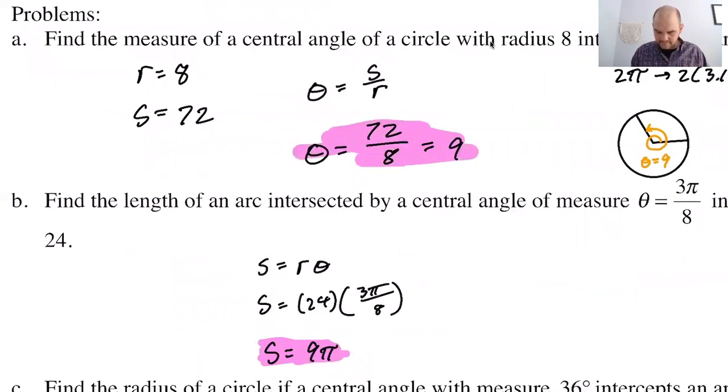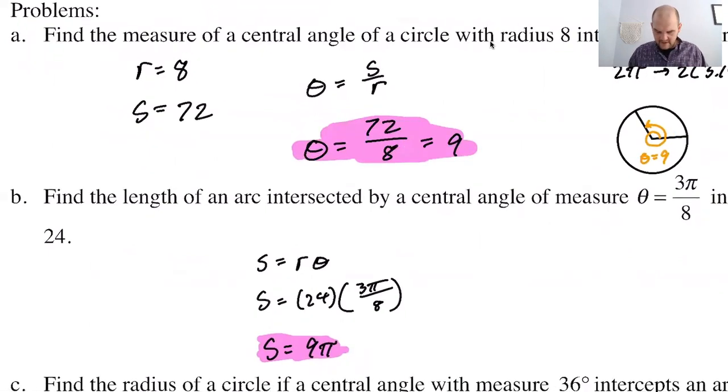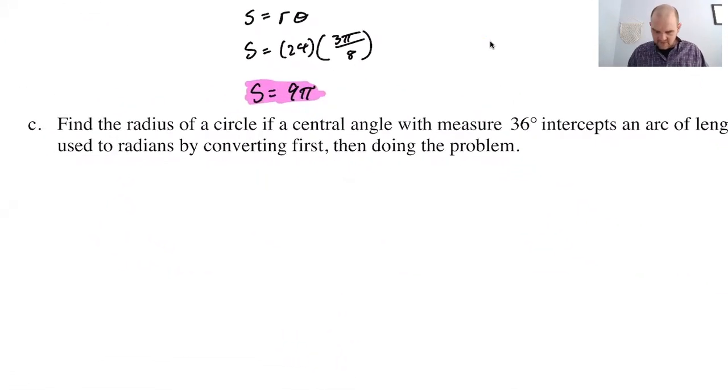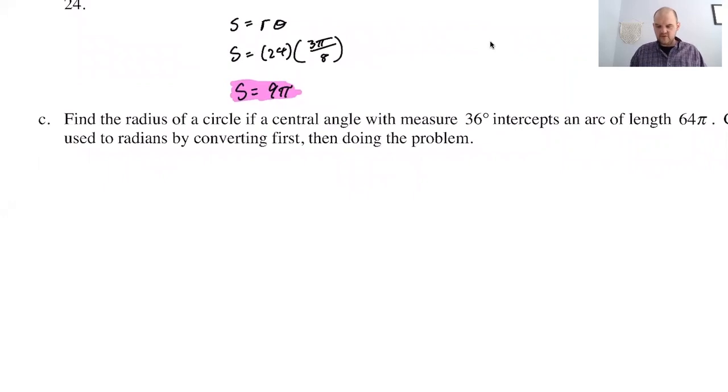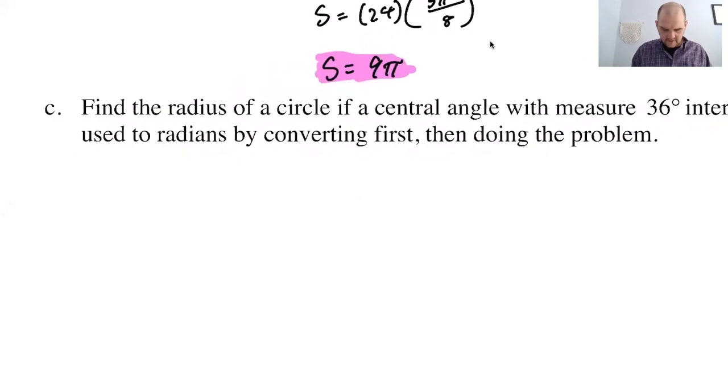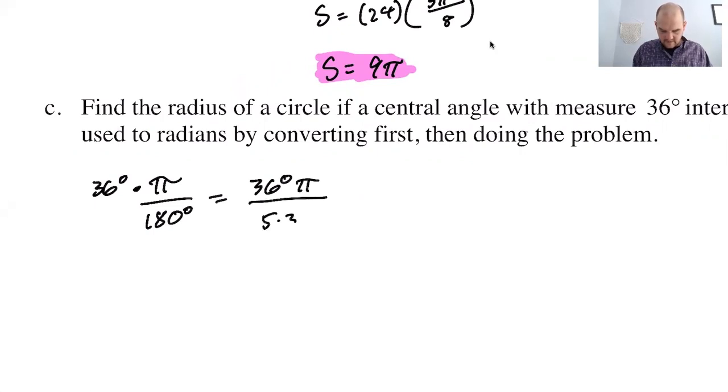So here we get this. And then let's look at this. Find the radius of a circle. If the central angle would measure 36 degrees, no, we're not using degrees. Let's convert that immediately. So 36 degrees times pi over 180. I know 180 is 5 times 36, so this is just pi over 5. Okay, our angle theta in radians is pi over 5. You should only be working in radians.